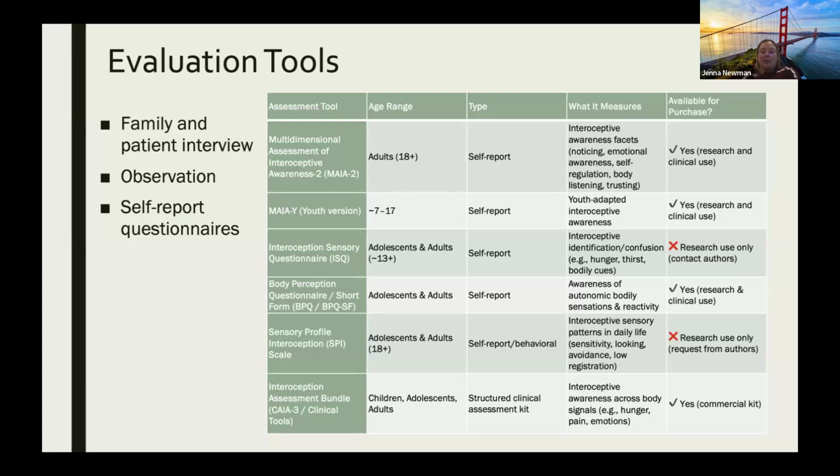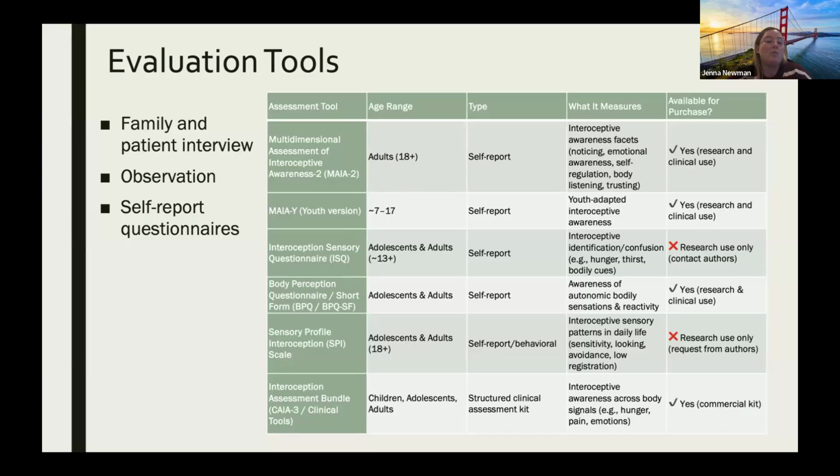The next one is the Sensory Profile Interoception Scale. I'm sure we're all familiar with the Sensory Profile. That's a really common sensory processing assessment measure. Those authors and creators have now created a separate interoception scale, kind of like a supplement to go along with the Sensory Profile. This one is for adolescents and adults, 18 plus. It is self-report and it does have a behavioral or observational section also attached to it.